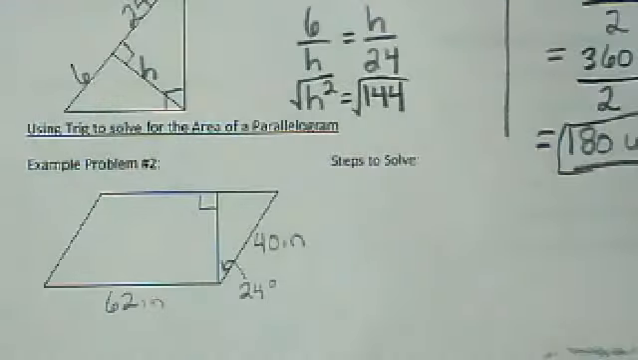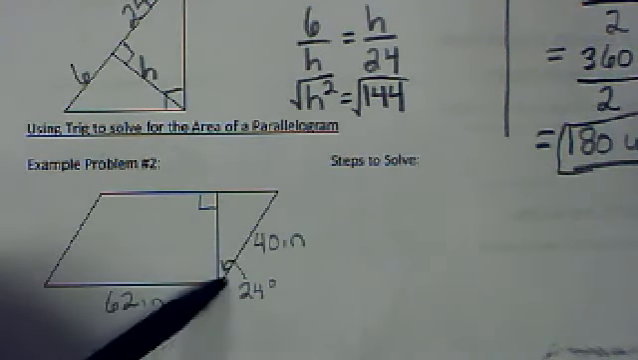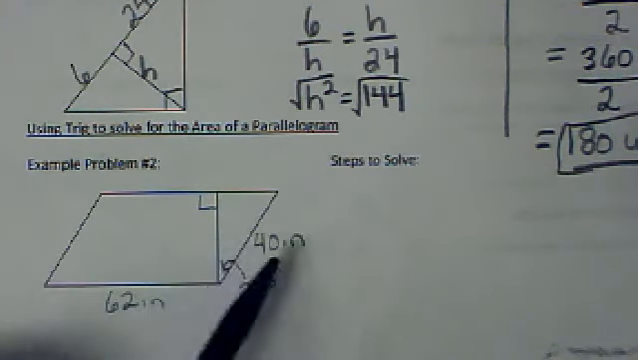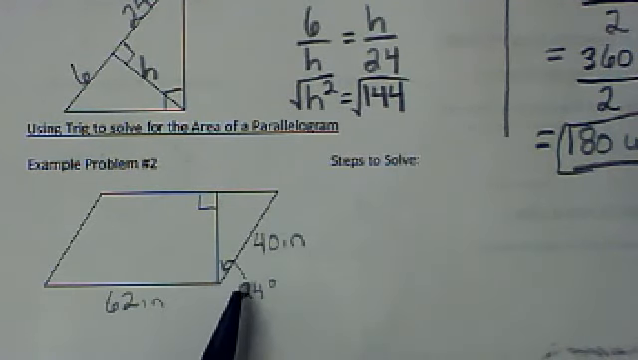Alright, let's look at this parallelogram problem that's here. On this parallelogram, I'm looking for area. I have a 24-degree angle here in this right triangle. So it's not that this whole angle is 24, just this piece. I have a side length of the parallelogram that's 40. I have another side that's 62.